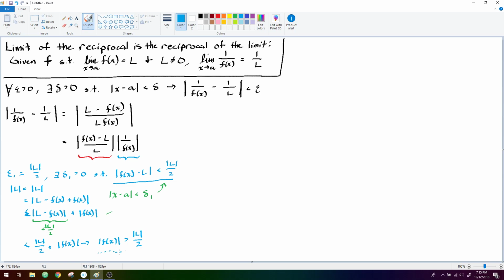All right, and we're going to carry this one step further. Now we're going to take the reciprocal of both sides, and this will force us to invert this inequality to have it point the other way. So this, in turn, implies that 1 over the absolute value of f of x is smaller than 2 over the absolute value of L.